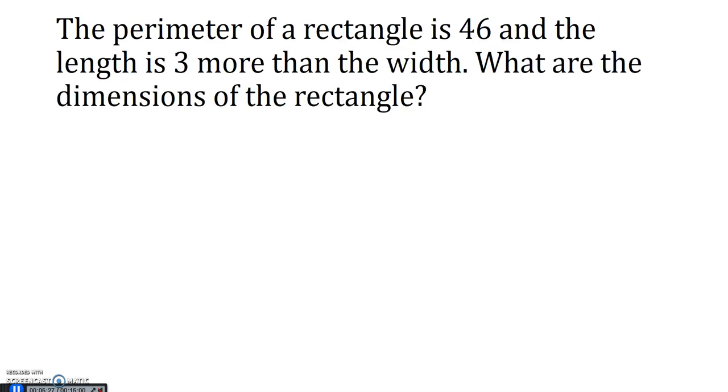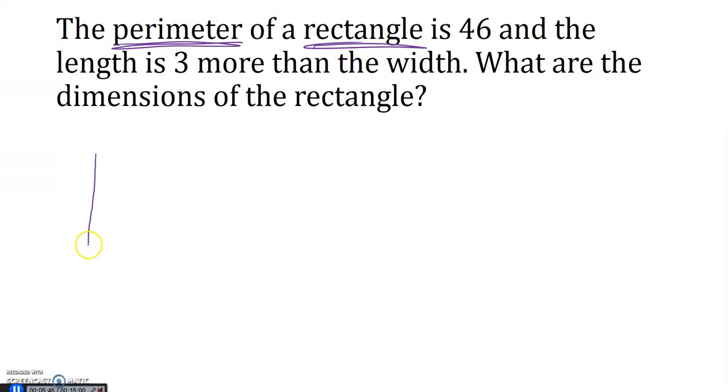Let's do one that's a very common geometry problem. The perimeter of a rectangle is 46, and the length is 3 more than the width. What are the dimensions of the rectangle? Well, first we have to remember what a perimeter is. Perimeter is just the distance all around the edges. It's when you add up all the sides.